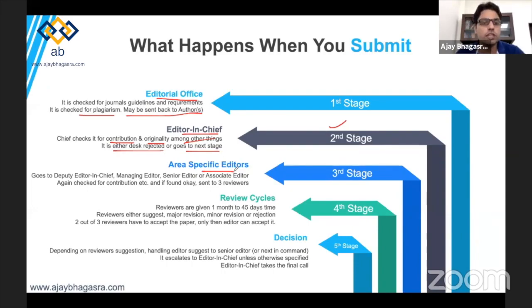So he has no expertise in the finance domain. So he would send it to the area-specific editor, the finance person. So it either goes to the deputy editor-in-chief, managing editor, senior editor, or associate editor. Different journals have different mechanisms of doing this. Again, if it goes to a senior editor or associate editor, they will check it for contribution. If they find it okay, they send it to three reviewers blindly.